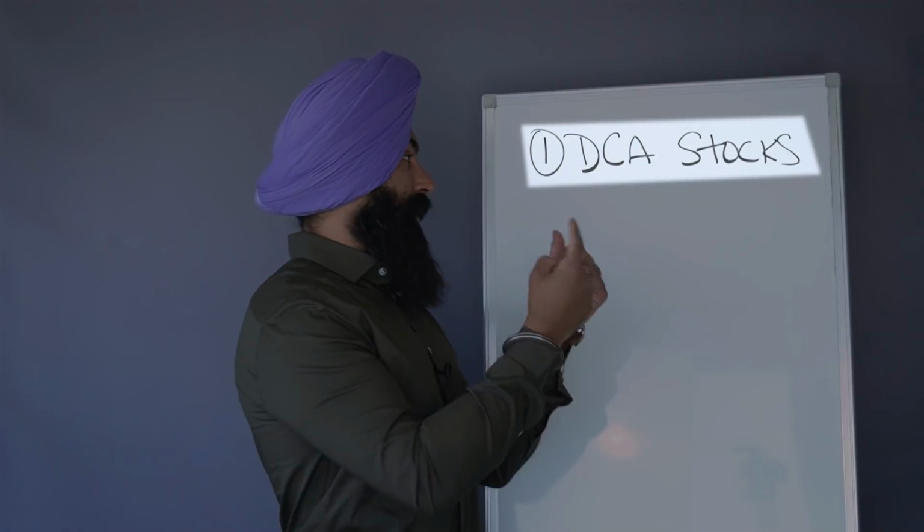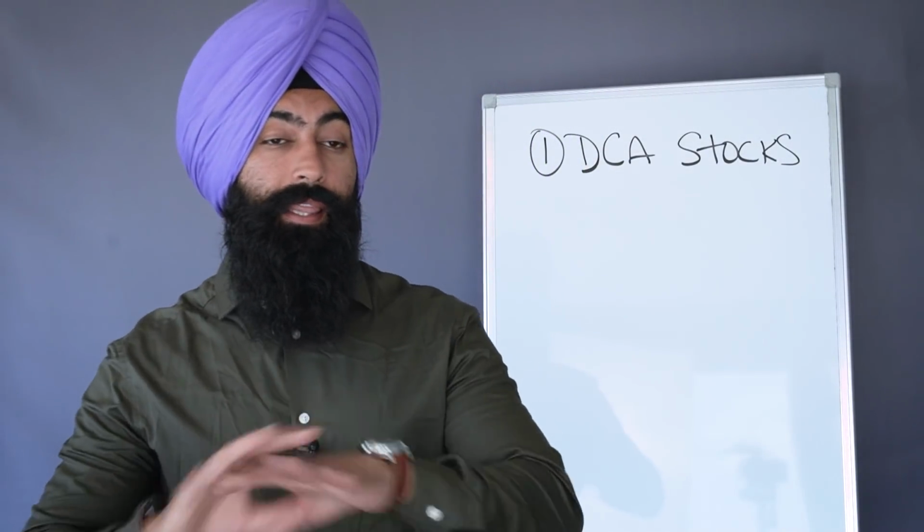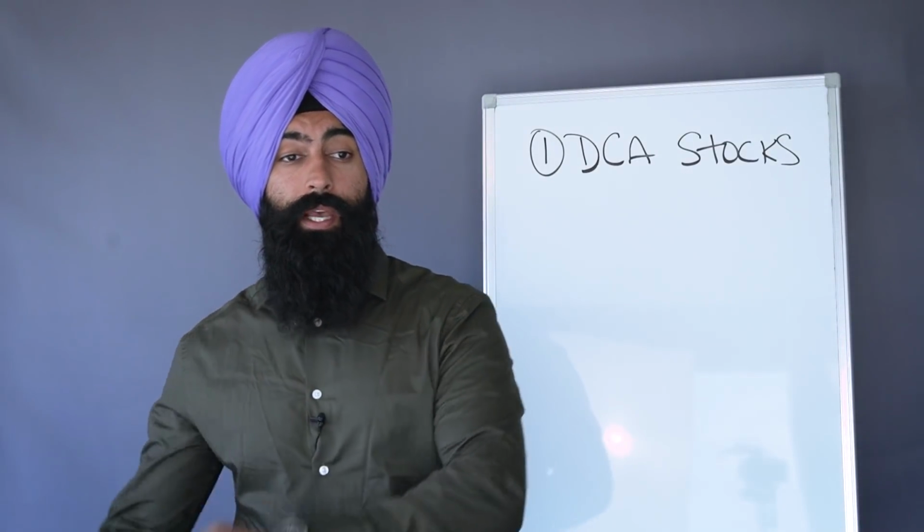The second way that you can invest $5,000 is by doing something called DCA, or dollar cost averaging your money into the stock market. Because if you have $5,000 and let's say you take $2,500 and you find a good company that you want to own, and then you buy it with $2,500, and then it goes down even further. And now you say, oh, this is an even better buying opportunity.